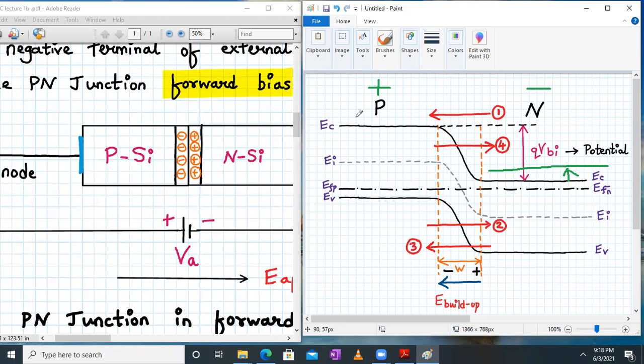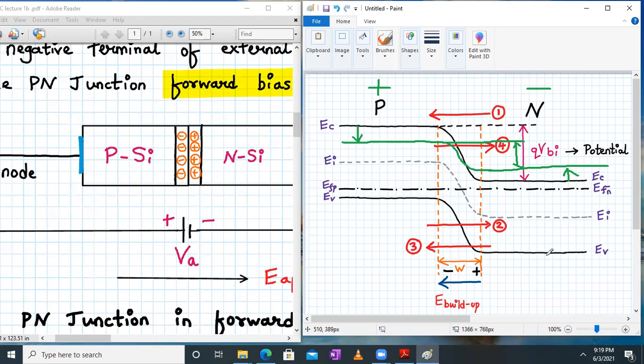But since we apply a positive potential to the P-type silicon, the conduction level energy will be reducing. So the new conduction level will be something like this. That means we have a reduced barrier now. Earlier the barrier was Q into VBI. Now there will be a reduced barrier which I'm marking over here like this. This will be the height of the barrier now, the reduced barrier.